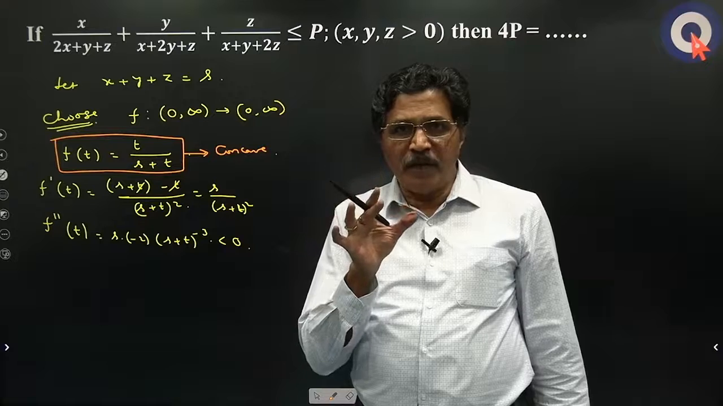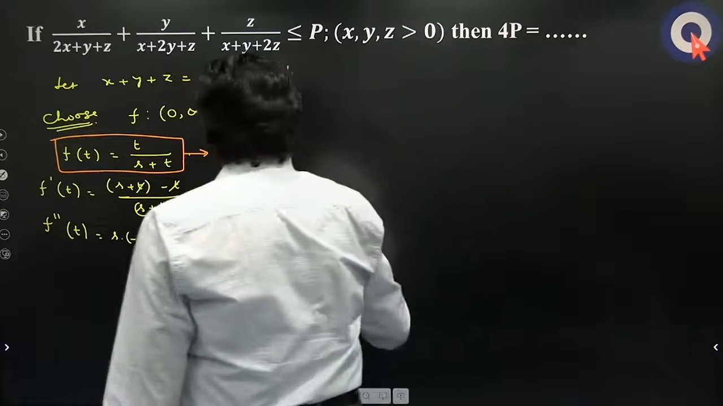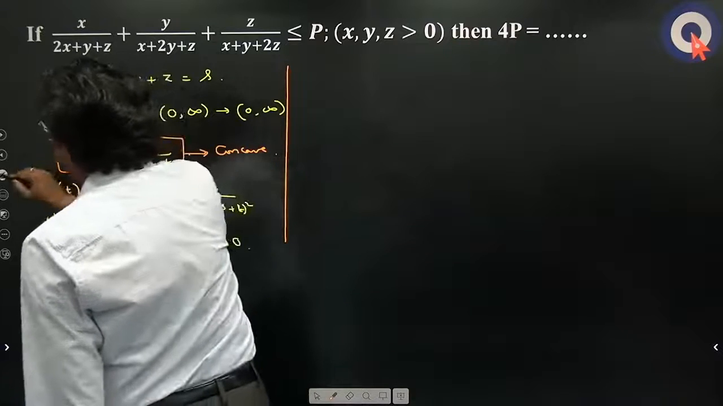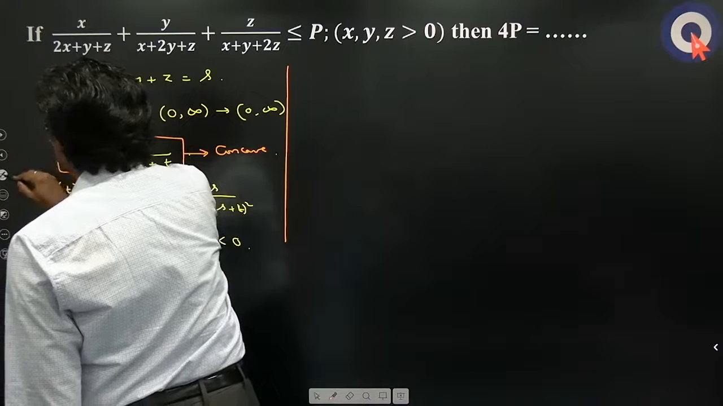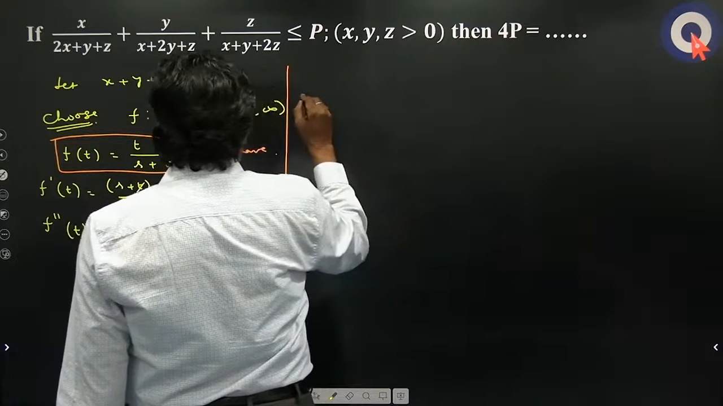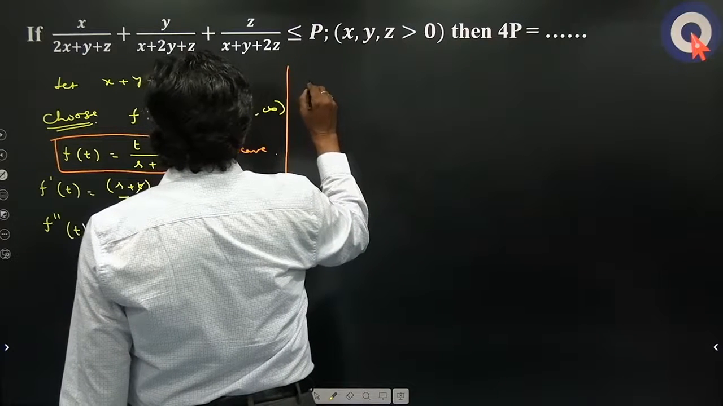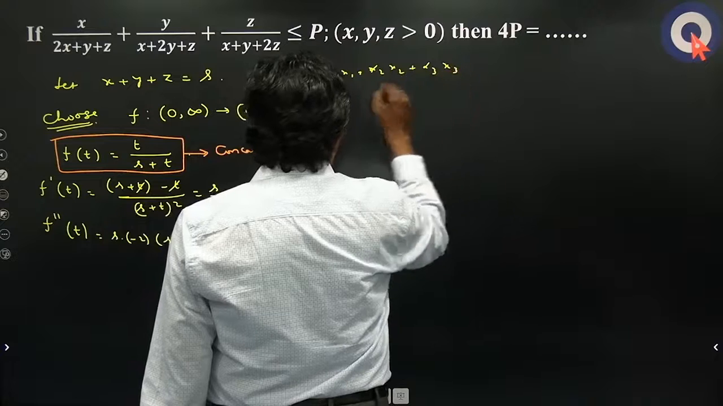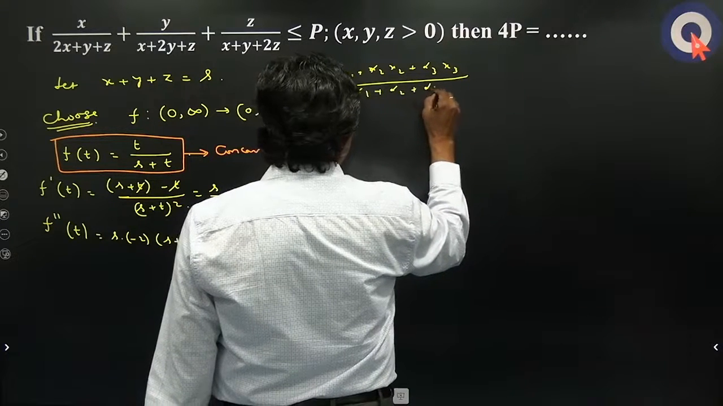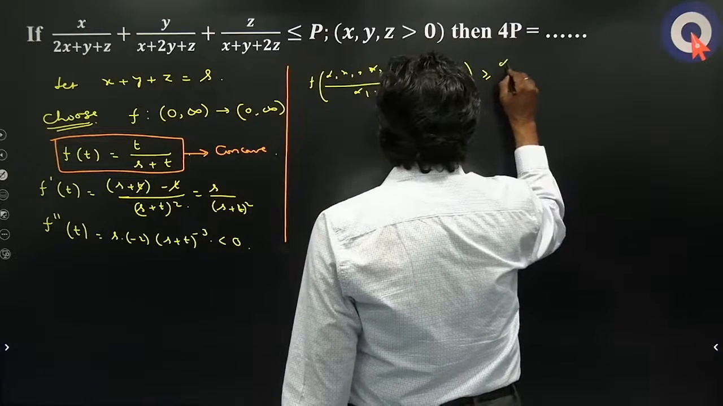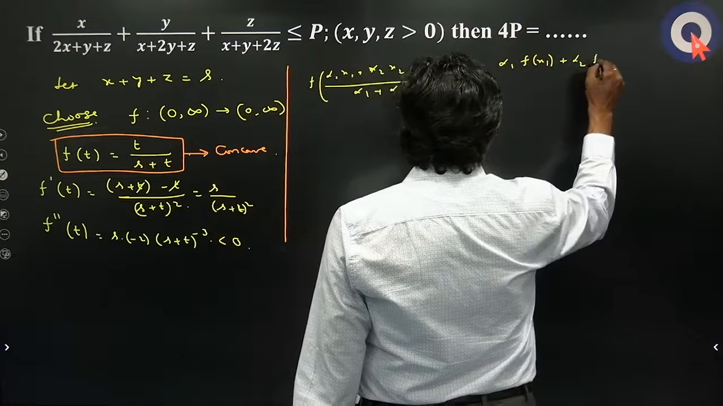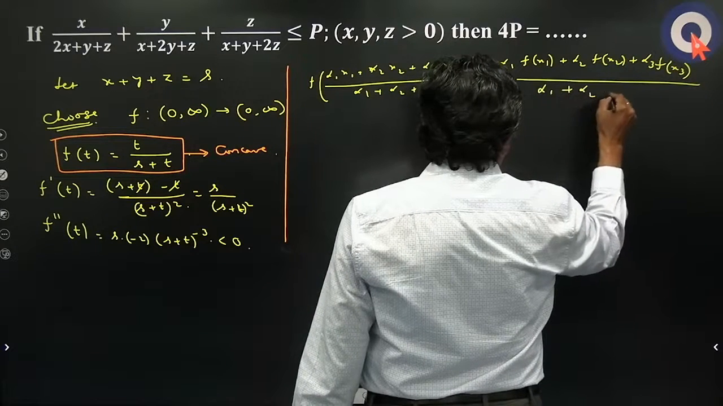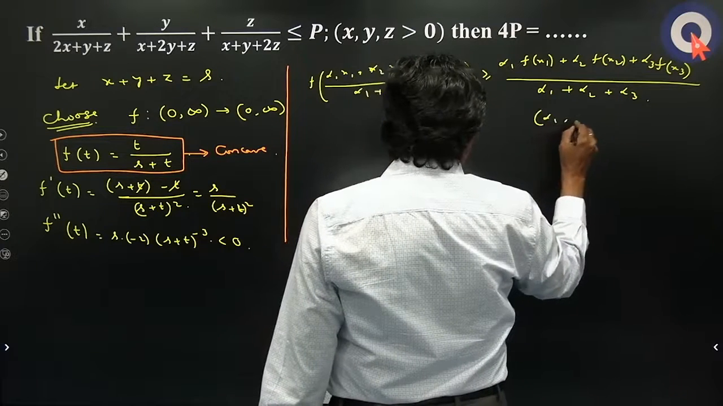If this is the definition for a concave function, which is also called Jensen's inequality, then I will choose f of (alpha 1 x1 plus alpha 2 x2 plus alpha 3 x3) by (alpha 1 plus alpha 2 plus alpha 3) is greater than or equal to (alpha 1 f x1 plus alpha 2 f x2 plus alpha 3 f x3) by (alpha 1 plus alpha 2 plus alpha 3), with alpha 1, alpha 2, alpha 3 all greater than 0.